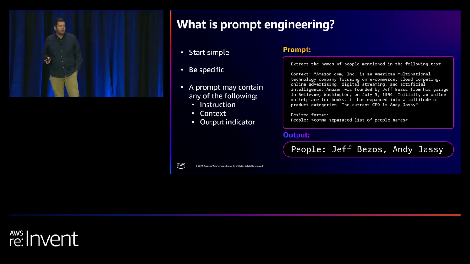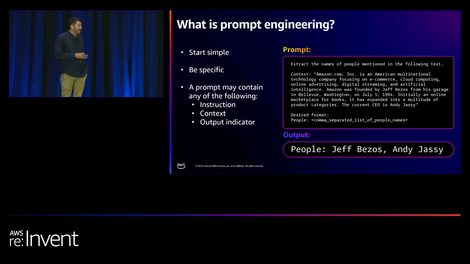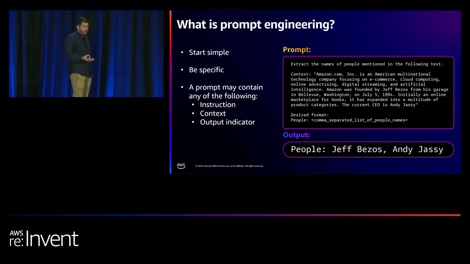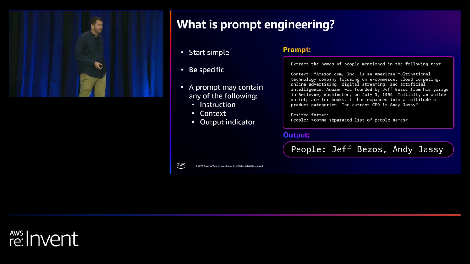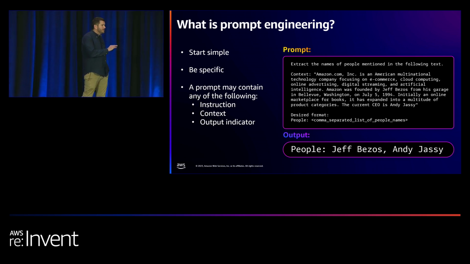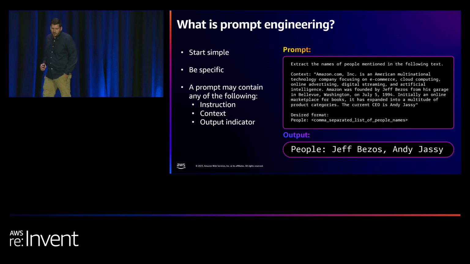So the first thing is instruction. Extract the names of the people in the following text, right? That's the instruction, that's the task that I want the model to solve. And now I give it some context. What is the following text? Here's a blurb about Amazon.com, and I'm asking it to extract the names of the people. But oh, by the way, I want it in a specific format. I want it to be people, colon, and then the names listed out with a comma-separated list.